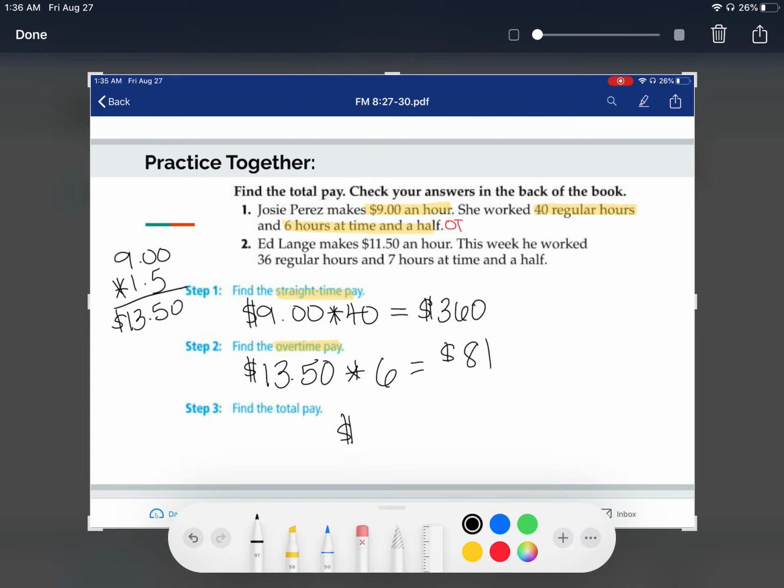For Josie's total pay, remember you add those 2 numbers together, her straight time and her overtime pay, and that gives you a total of $441. The important thing to remember is how to find the overtime pay rate. Make sure you multiply your pay times 1.5.